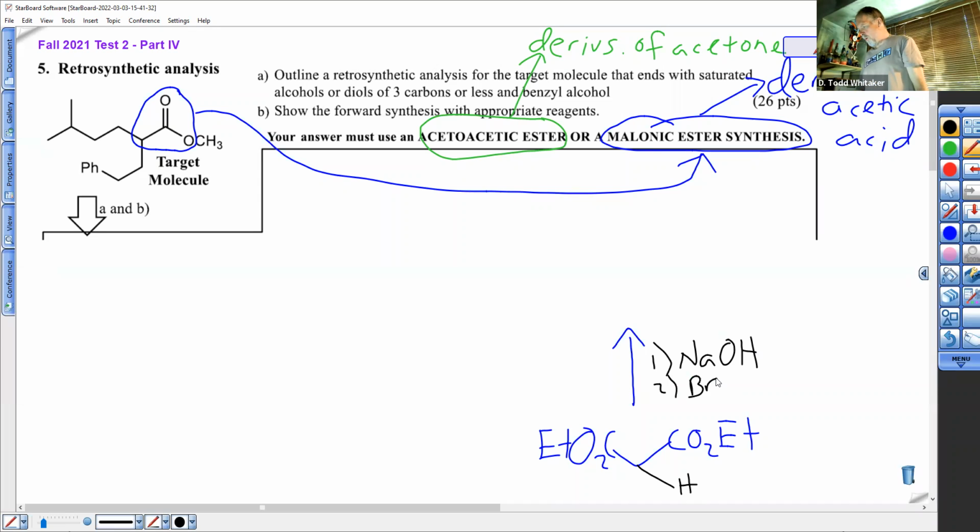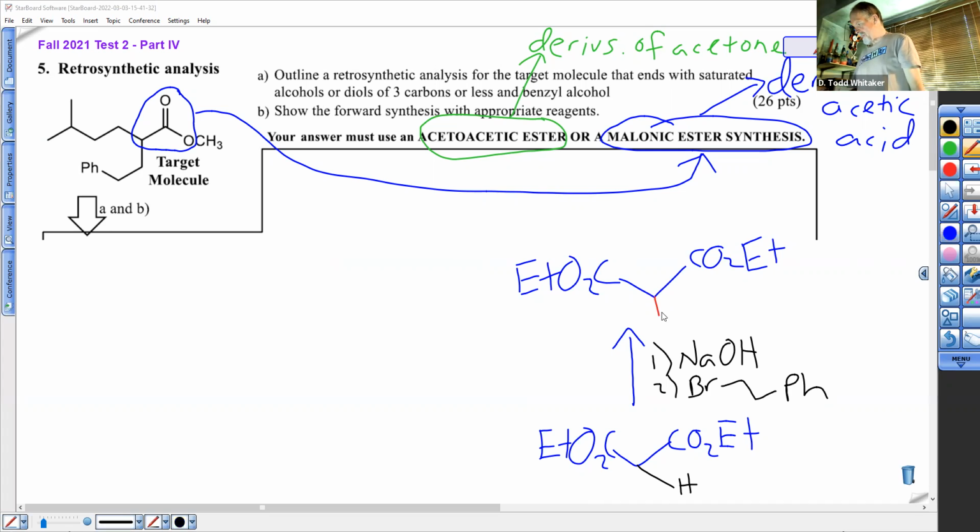So I'll put the homobenzylic group on first. What? It's benzylic with an extra CH2. That's called homobenzylic. And sometimes retro is overrated. Or if you're stuck, do the forward synthesis and then pretend you knew how to do the retro all along. Oh, that's sneaky, Dr. Whitaker. CH2 once, twice, there you go. We're well on our way to making this target, right?